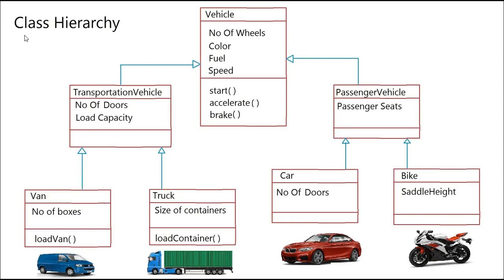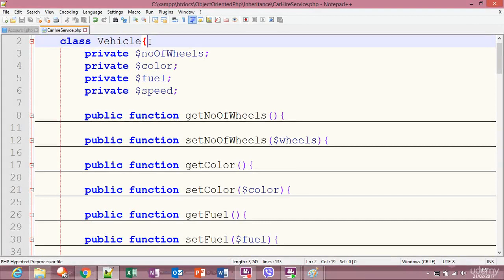Now it's time to translate this class hierarchy into code. And we will do everything in one PHP file just to make it simple. Now our first class is vehicle with four properties, number of wheels, color, fuel and speed. So here we have created our vehicle class and defined four private properties, number of wheels, color, fuel, speed.